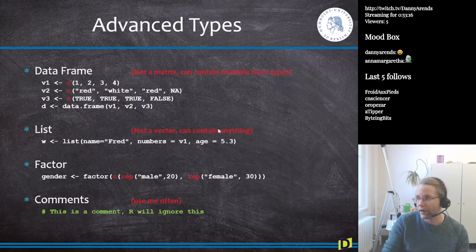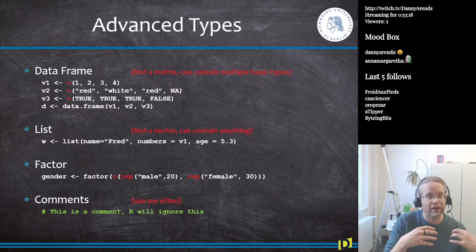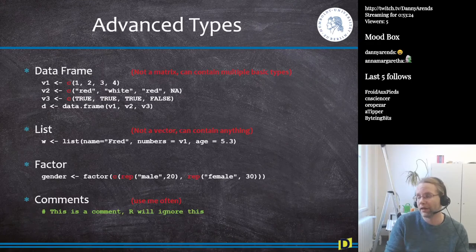So a list is very similar to a vector. It's just that a vector has to be of a certain type. In a list, every element can be a different type.